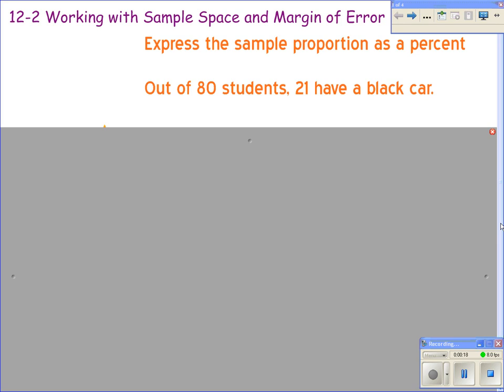So don't overthink this, but we want this sentence: out of 80 students, 21 have a black car. How would you write that as a sample proportion percent? What would you do? 21 divided by 80 and get what? .2625.